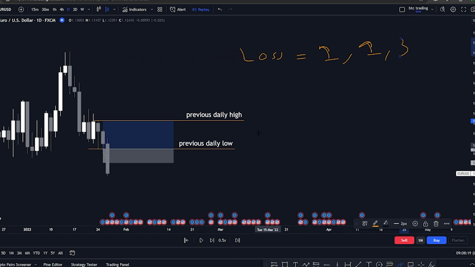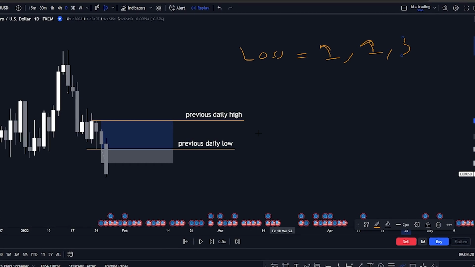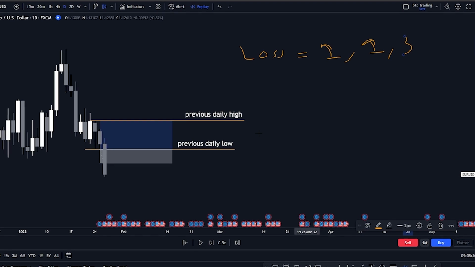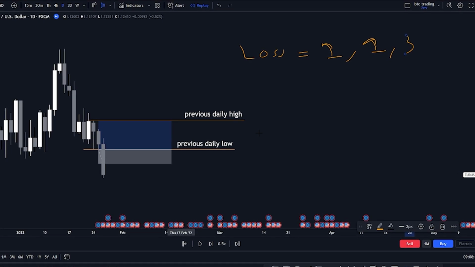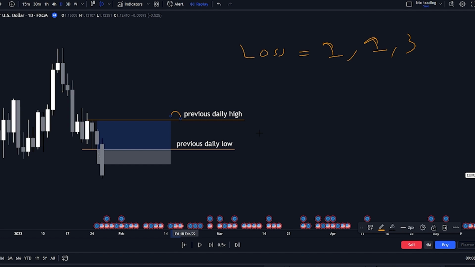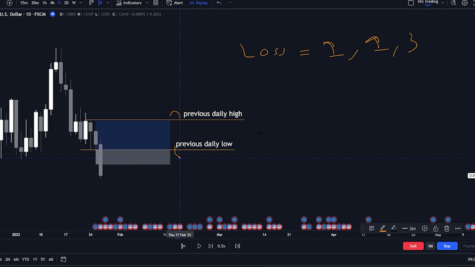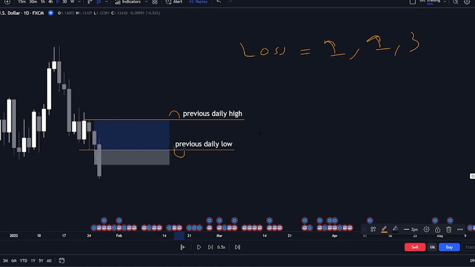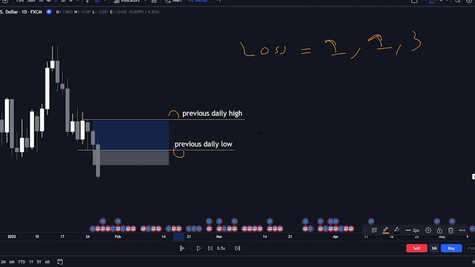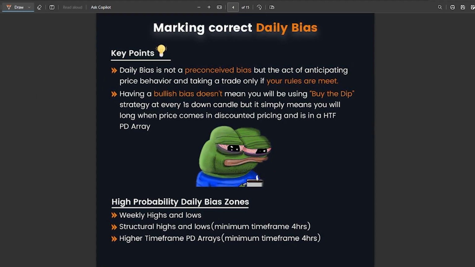So you can backtest this strategy for yourself. The point of showing this was that the basic ICT method that most traders are using, that is, they try to short at the sweep of the daily high and they try to long at the sweep of the daily low, is quite a retail pattern and doesn't work anymore. So now how to mark the correct daily bias?